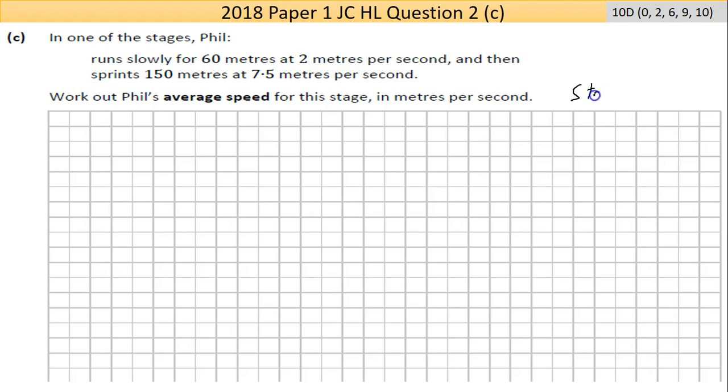Again, you're always trying to get something. Once you have something, you can try and hit the full marks. We've identified stage 3, which may or may not be useful. We're asked to work out Phil's average speed for this stage, and the units are meters per second. There's no conversions, everything's in meters, so we should be pretty cool there. Now I'm going to go to the answer because this is tricky.